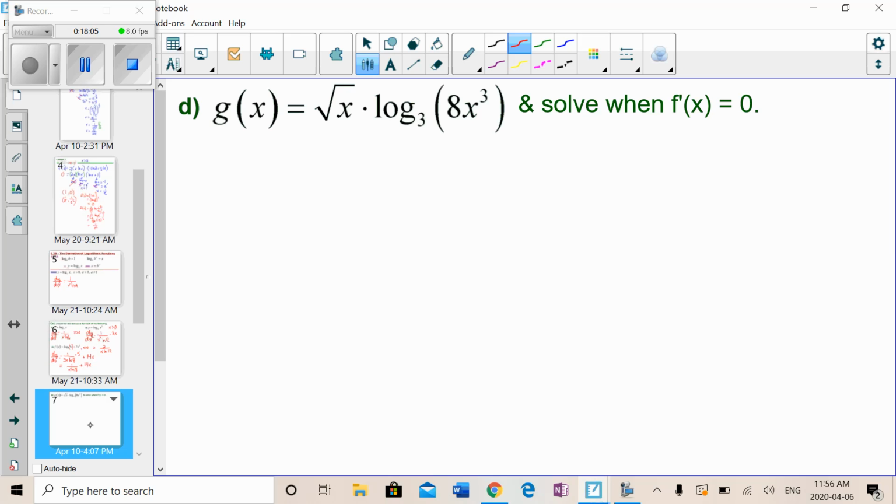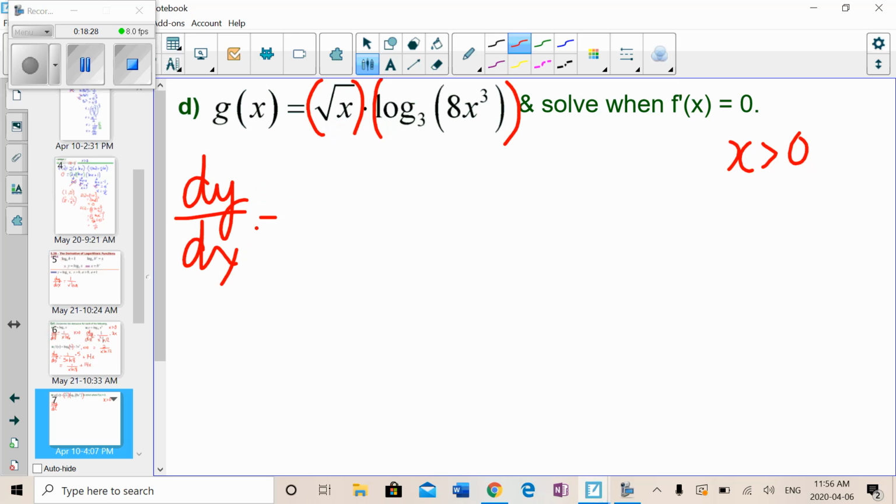Let's remember right off the bat, since we're solving especially, that we need to do the domain. We know you can only log things greater than 0, so x is greater than 0. Actually, 8x cubed is greater than 0, but that means x is greater than 0. Obviously a product rule question here because we have two quantities. So dy dx equals, the derivative of the first one is, don't forget that's x to the 1/2, so that's 1/2 x to the negative 1/2.